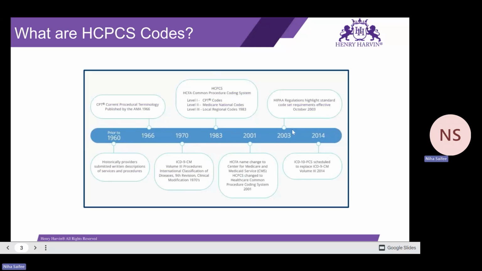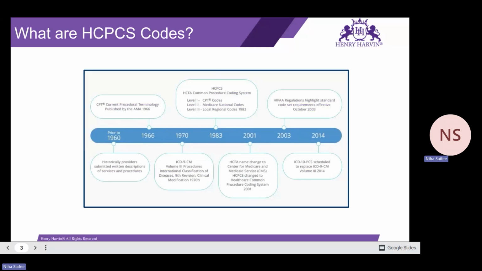In 2003, HIPAA came, and all the procedures and regulations were set according to HIPAA. In 2014, ICD-10 came into existence. Earlier it was only CPT and ICD. Later, HCFA formed a common procedure coding system. The name itself suggests a common procedure coding system.